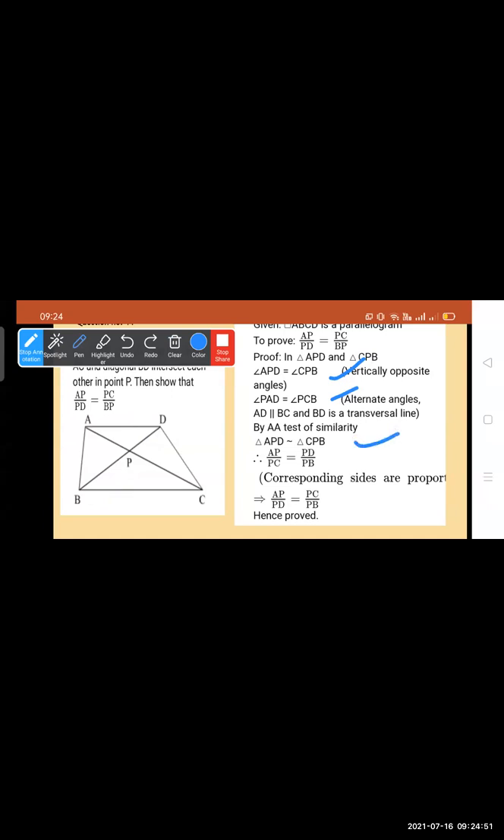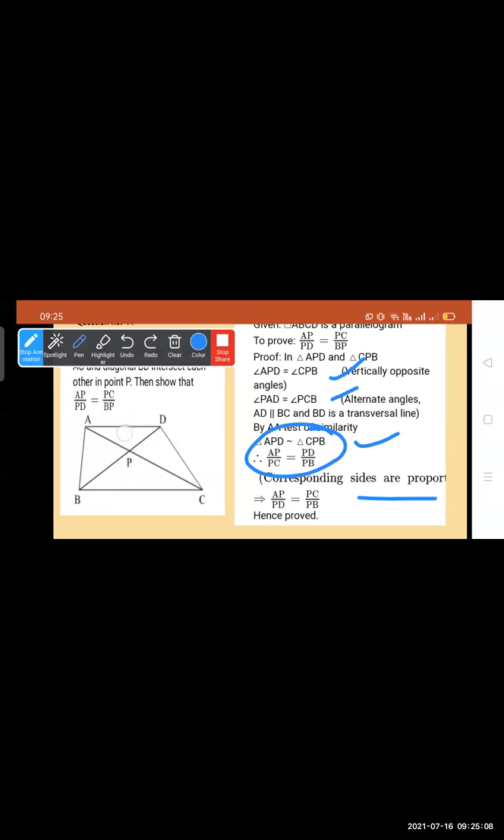If these two triangles are similar, then we take their corresponding sides. So AP by CP is equal to PD by BP. Okay, so hence proved, easily we get AP by PC is equal to PD by PB. It's a very simple question.